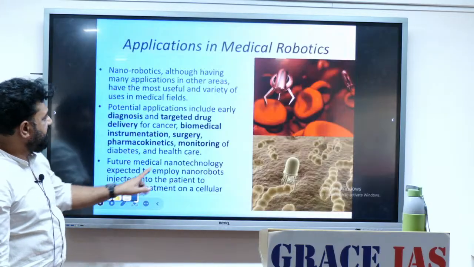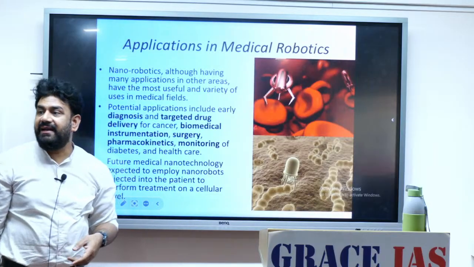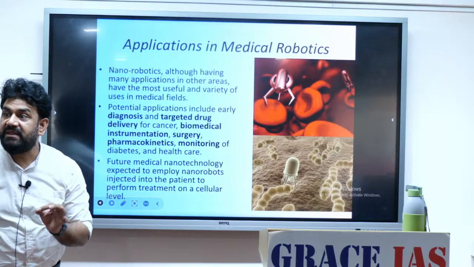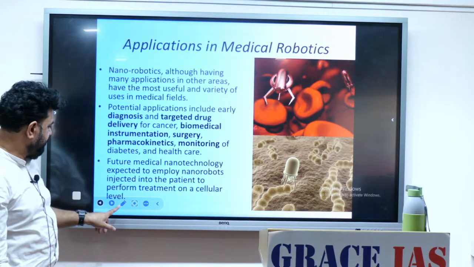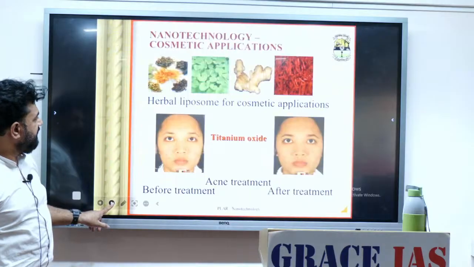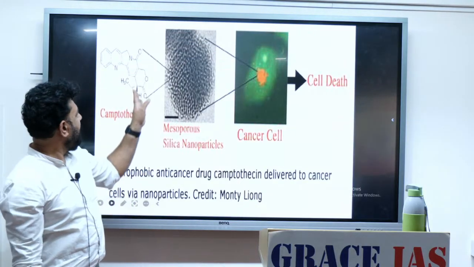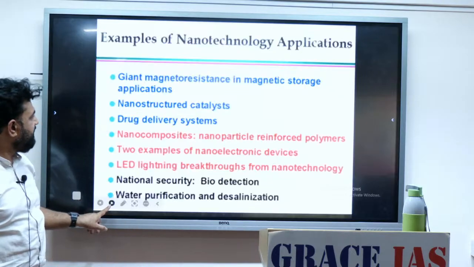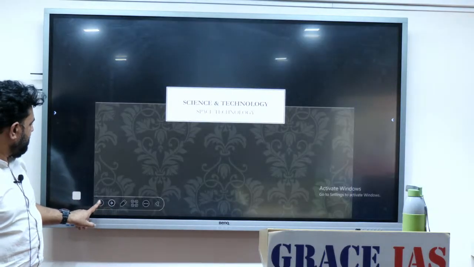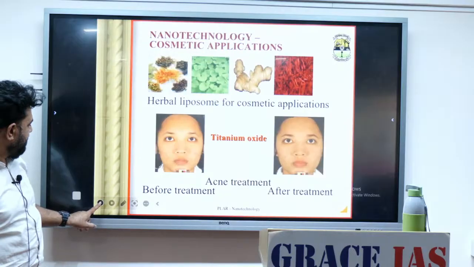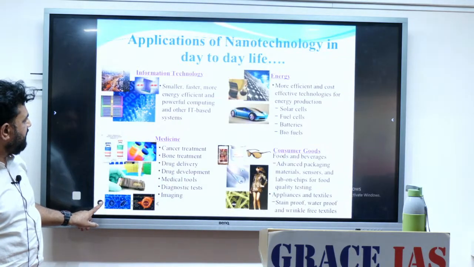This is a previous question. Targeted drug delivery system, nanorobotics, previous question. Camptothecin also, a previous question. Cancer therapy, camptothecin, an anti-cancer drug, previous question.